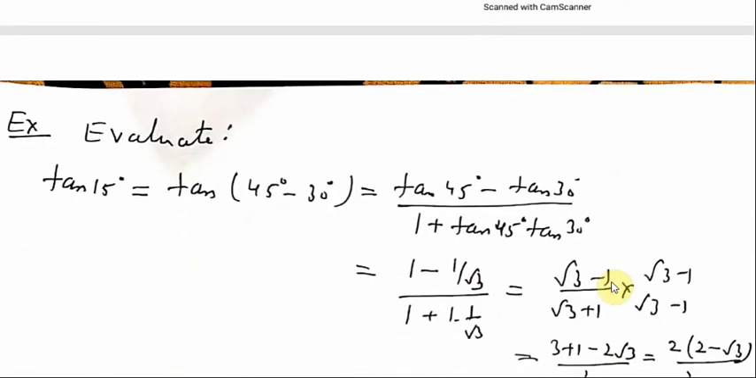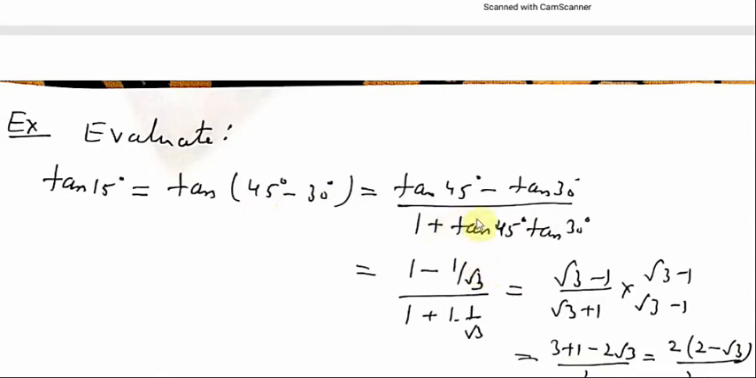Another example: evaluate the value of tan 15. We can rewrite tan 15 in standard known angles as tan (45 minus 30) degree. Now we will use the identity of tan (alpha minus beta), which is (tan alpha minus tan beta) upon (1 plus tan alpha tan beta). In place of alpha, replace 45, and in place of beta, replace 30 degree. Now we know the value of tan 45 is 1 and tan 30 degree is 1 upon root 3.